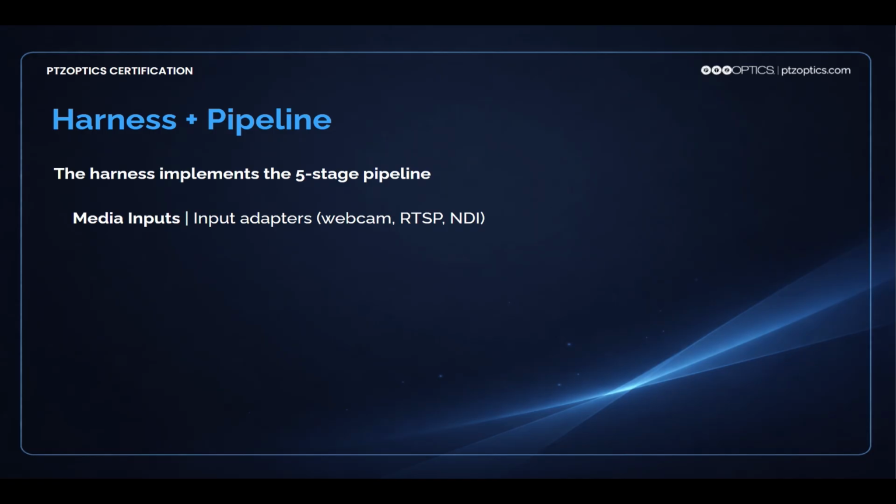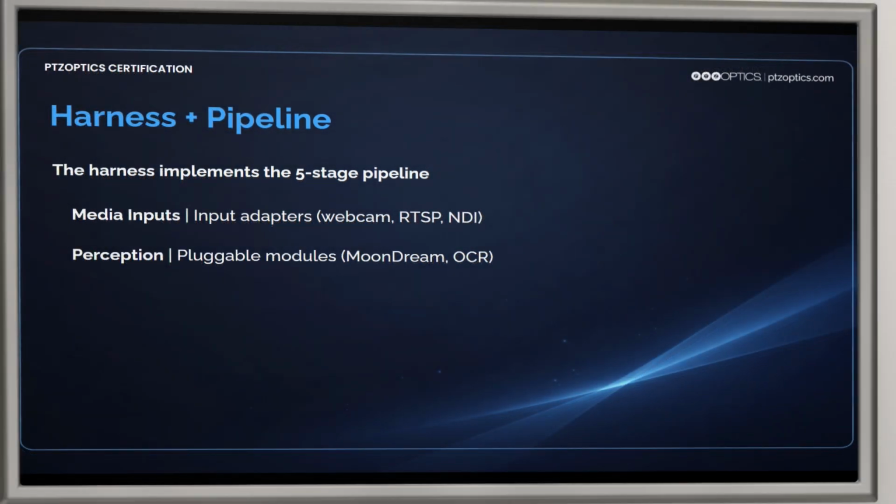And this is our 5-stage pipeline that we've talked about in this course already. We're going to have media inputs, right? It might be a webcam. It might be an IP video feed. It might be NDI. And then we're going to use that with specific pluggable modules.